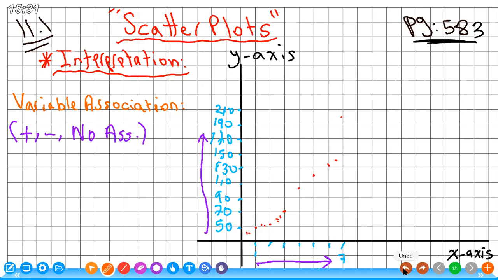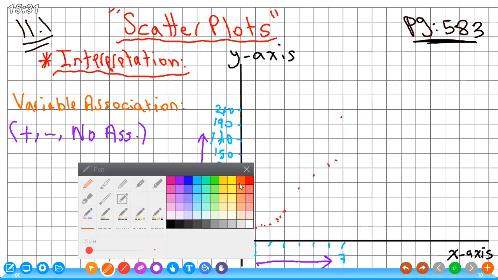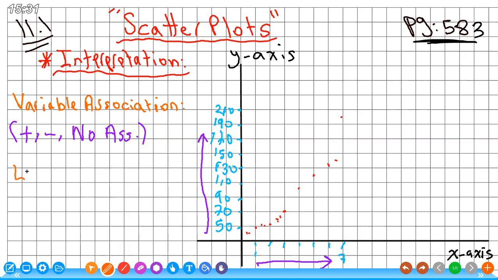Now regarding the linear association. How can I know if this is linear or not linear? Linear association.